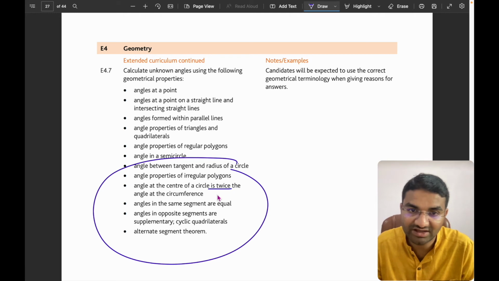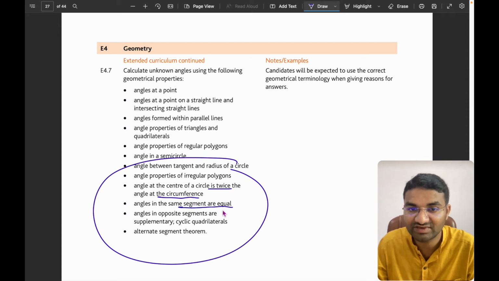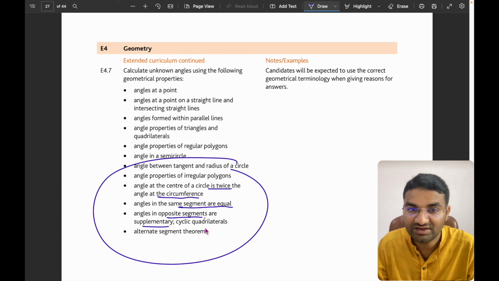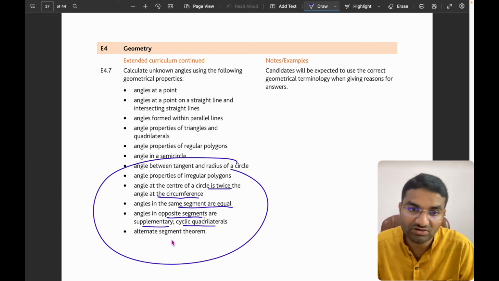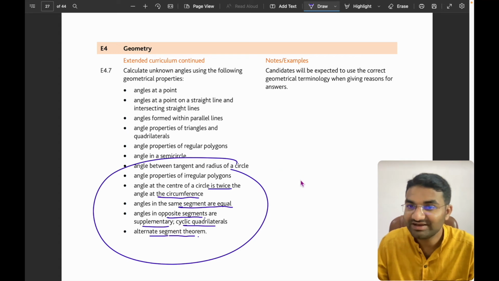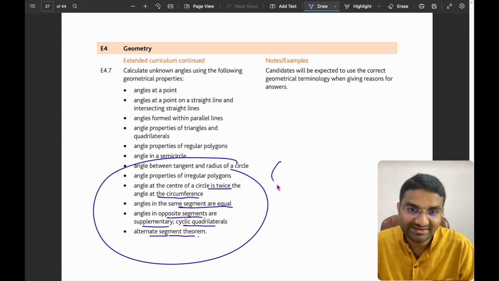Okay, so next, for the extended syllabus, apart from the core syllabus, they have extra: irregular polygon, the circle, angle at the centre is twice the angle at the circumference, angles in the same segment are equal, okay, opposite segments supplementary, and the cyclic quadrilateral, alternate segment theorem. These are part of the extended syllabus.